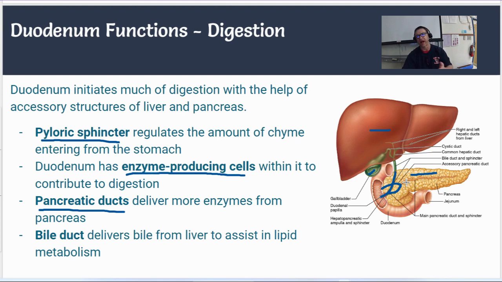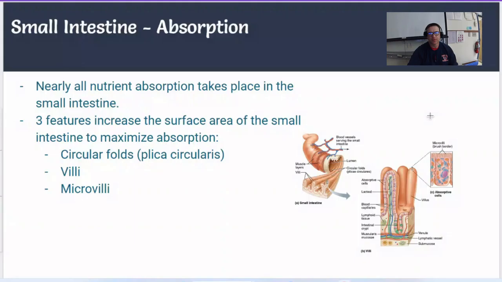So when you break down carbohydrates, you get sugars. When you break down lipids or fats, you get fatty acids and glycerol. And when you break down proteins, you get amino acids.